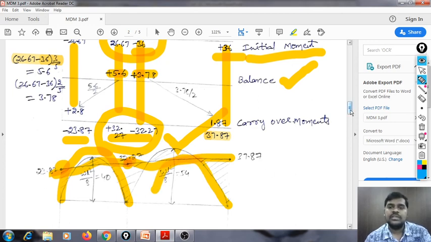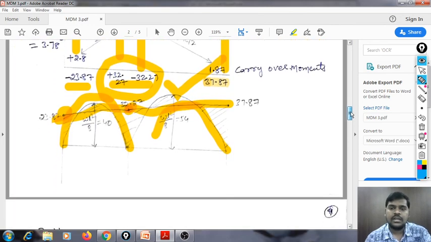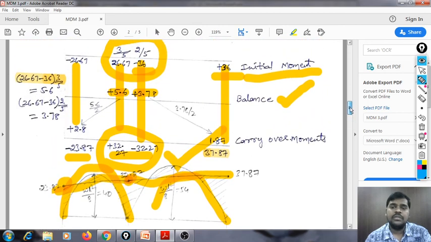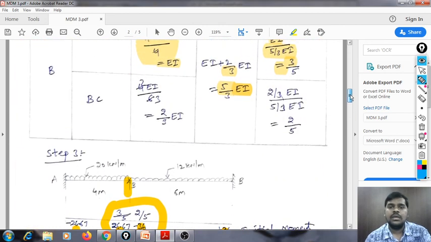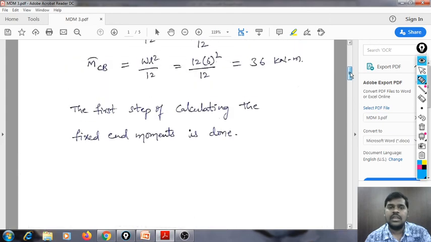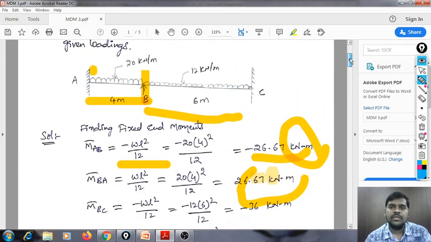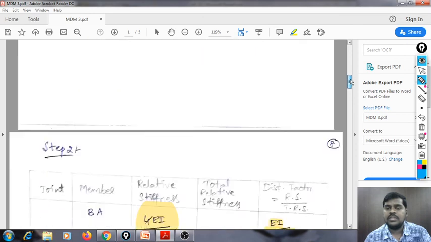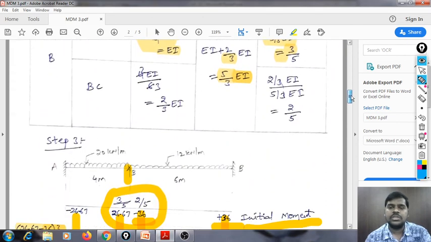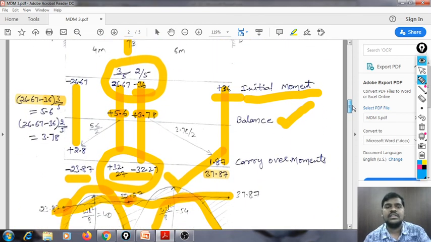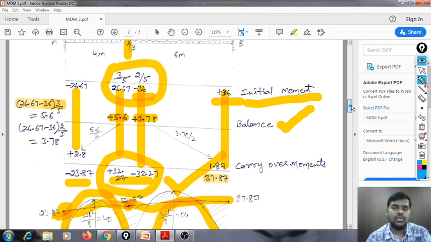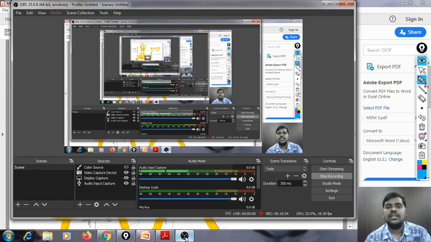Yes, so this is regarding the first problem in the moment distribution method. In this manner there are a few problems which will be discussed in the upcoming lectures. I think I am clear with this. It is a very easy and very basic problem. Every student must know this. If a student understands this problem, he can do any type of problem in an easy way. Thank you. Let's meet in the next video.